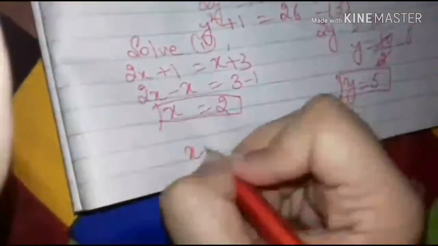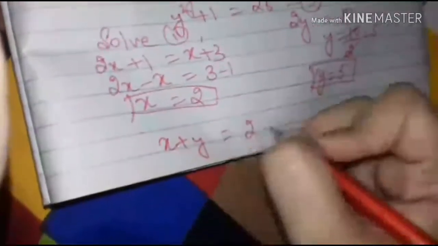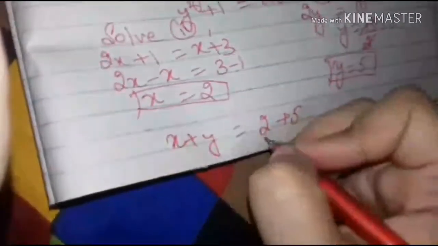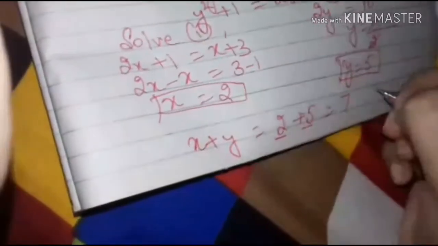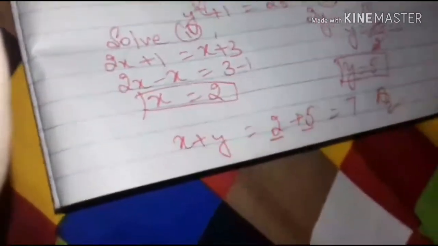Now we have to solve x plus y. x plus y is equal to 2 plus 5. Here x is equal to 2 and y is equal to 5, so this will be equal to 7. Answer.